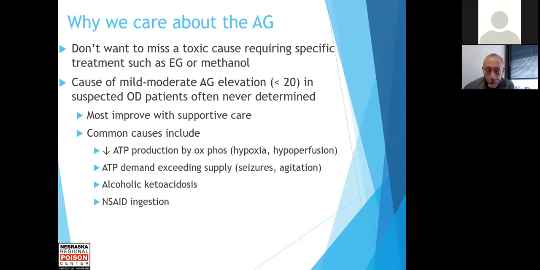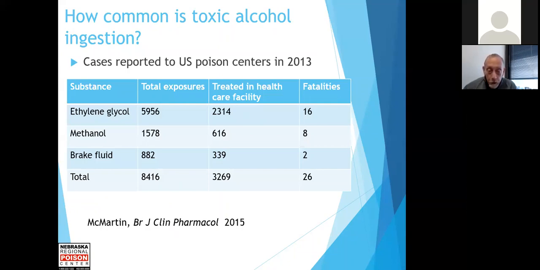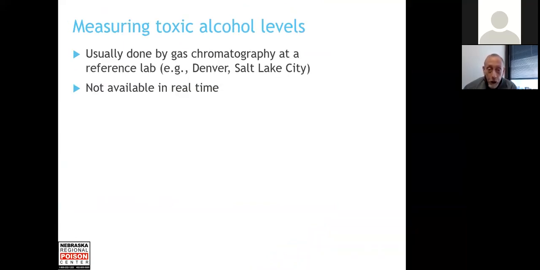So how common is toxic alcohol ingestion? Well, this is data from 2013 from a paper a few years ago. And at that time, there were about 3,300 cases of toxic alcohol ingestion reported to U.S. poison centers, the great majority of them from ethylene glycol.